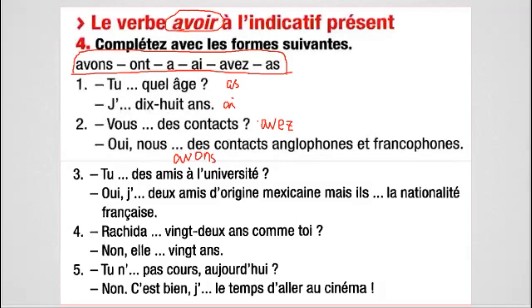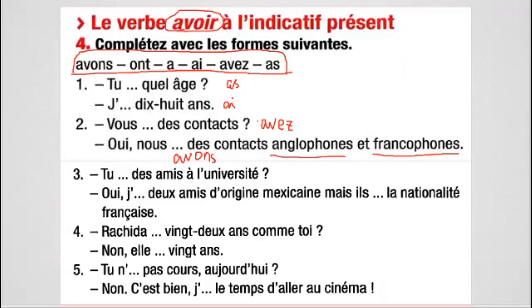Just finish the sentence. Nous avons des contacts anglophones et francophones. Yes, that means we have English-speaking contacts and also French-speaking contacts. Anglophone, the people who speak English, francophone, people who speak French. This is an adjective, that means English speaking or French speaking. Not speakers, but speaking. It's just an adjective.